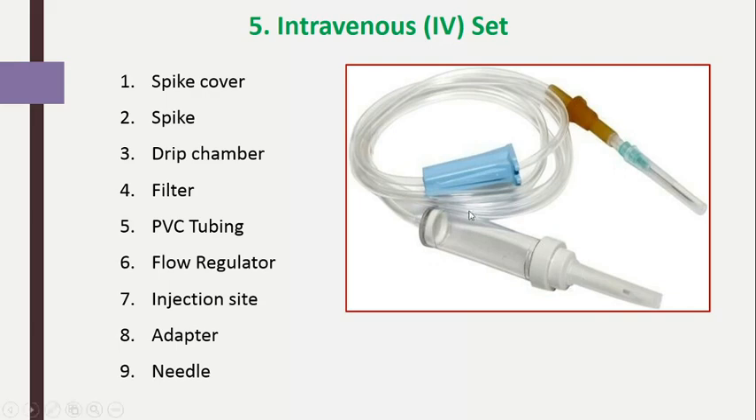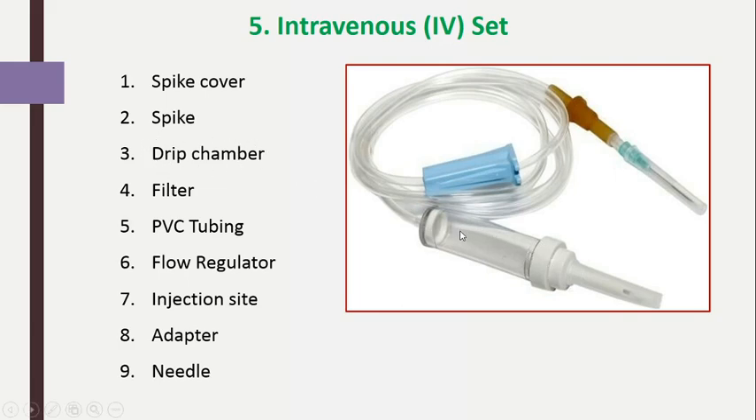So the first part of this particular intravenous set is the spike cover. Here you can see the spike cover, which is used to cover the spike, so it protects the spike. The next part is the spike. Inside this spike cover there is a spike, which helps to make a hole in the infusion bottles.